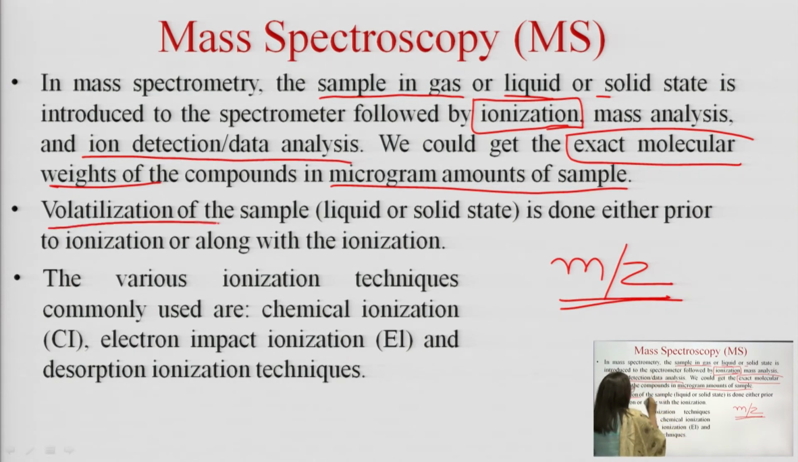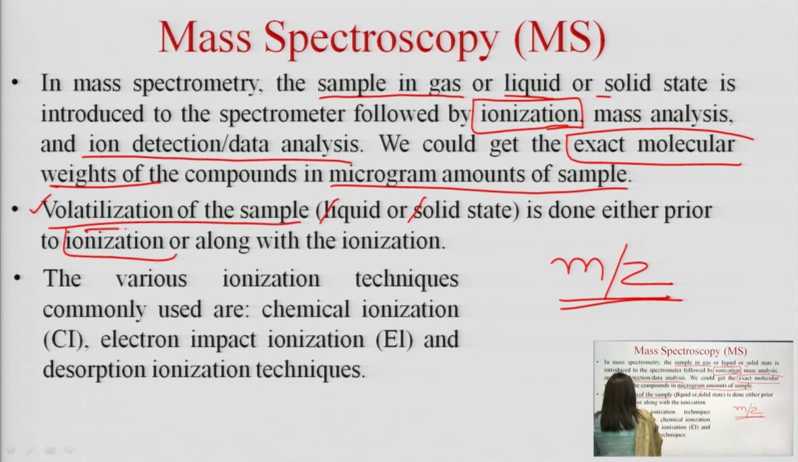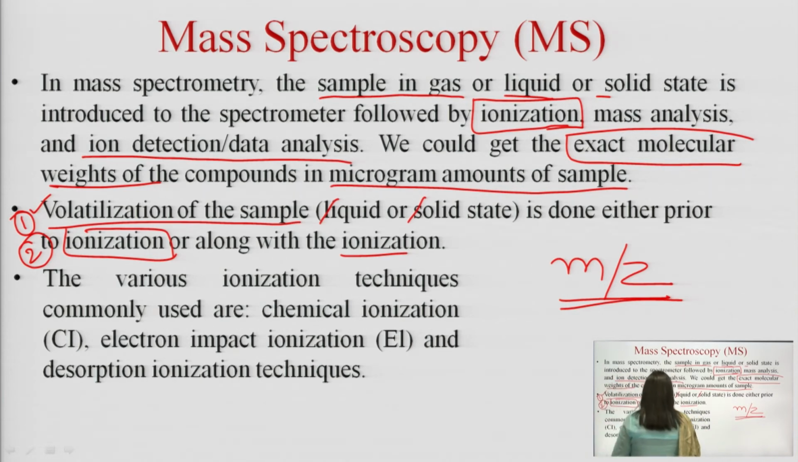Here volatilization of the sample, liquid or solid state, is done. Whether the sample is available in a liquid or a solid state, we can volatilize it in the mass spectrometer prior to ionization. So, the first step in mass spectroscopy is to volatilize the sample. Then the second step is to ionize the volatile sample with any preferable technique. There are various ionization techniques available. Commonly used ones are chemical ionization, electron impact (EI) ionization, and desorption ionization.